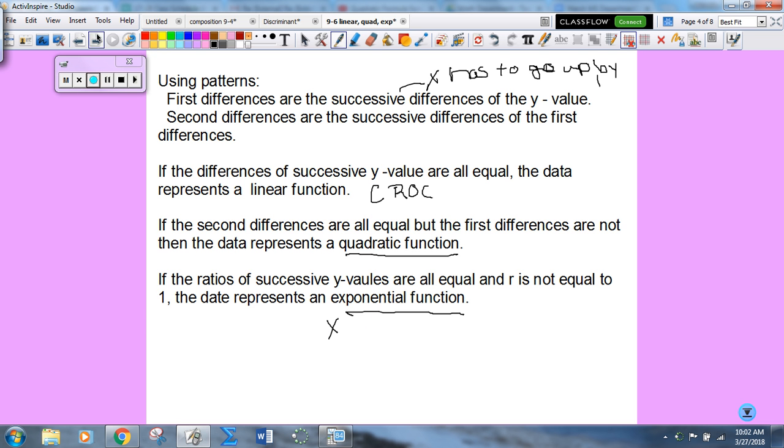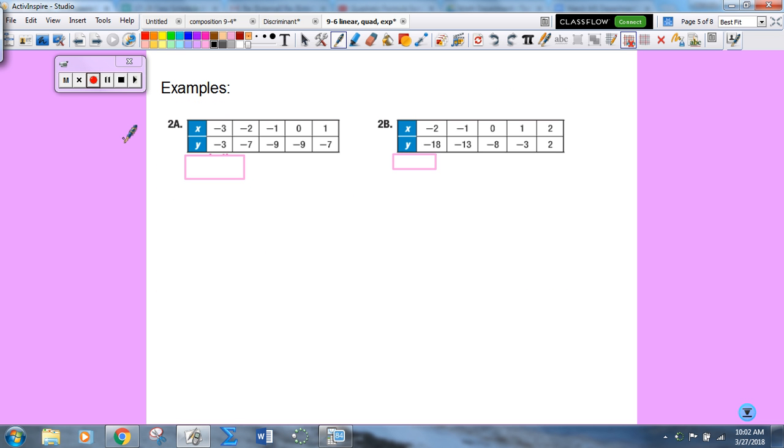Again, remember to pause if you need to. Okay, so please pause and do these examples. So hopefully you've tried these on your own. I'm going to explain them now.